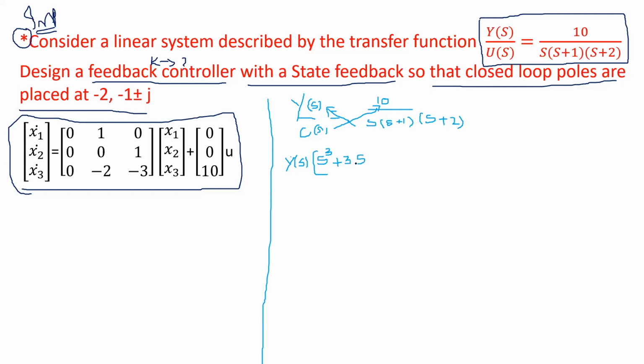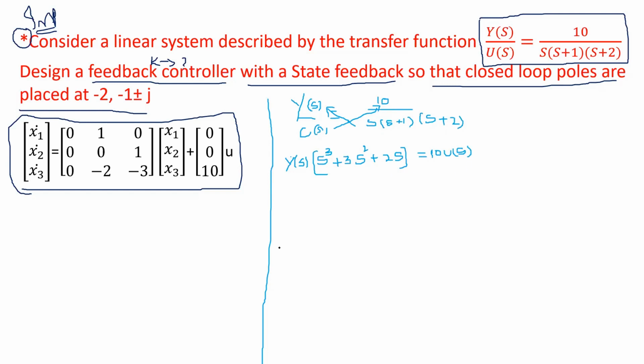Okay, 3s square plus, what is next? Here the constant is 2, 1 into 2 is 2, and again multiplied with s. Therefore, I can write this as 2s is equal to the right side of the equation, 10 into the input, that is 10 into u of s.